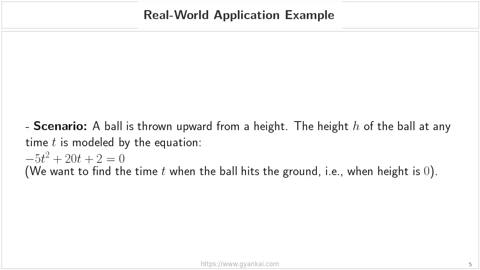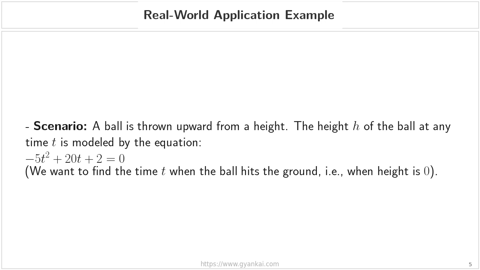Real-world application example. Now that we understand the theory behind the formula and the discriminant, let's see how this actually works in a real-world situation. Imagine a scenario where a ball is thrown upward from a certain height. We can model the height of this ball at any given time, which we'll call t, using a quadratic equation.